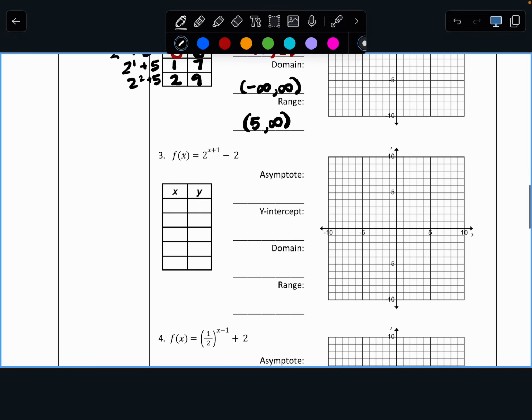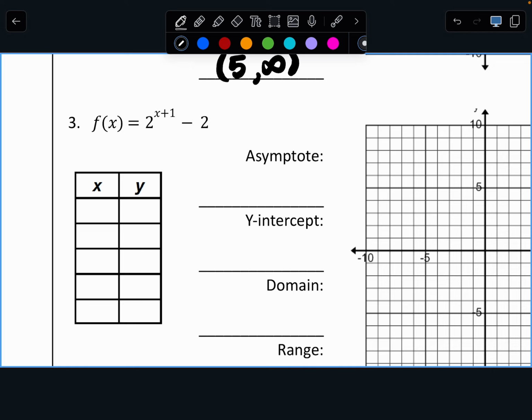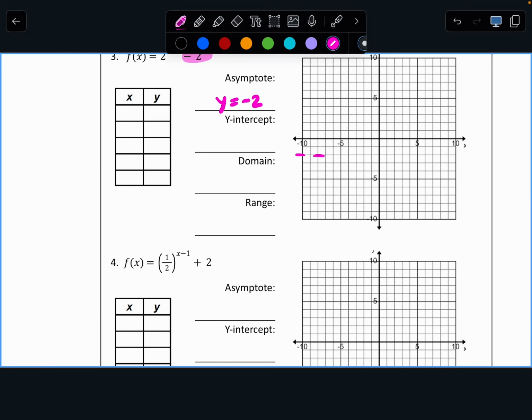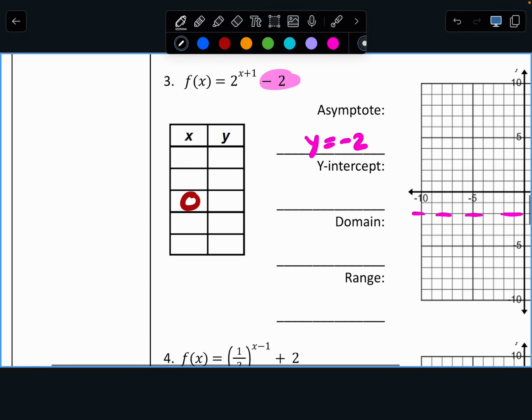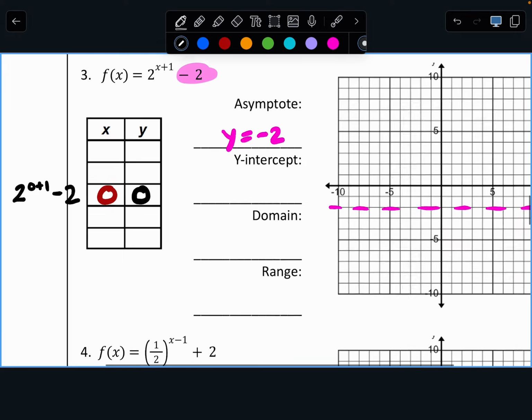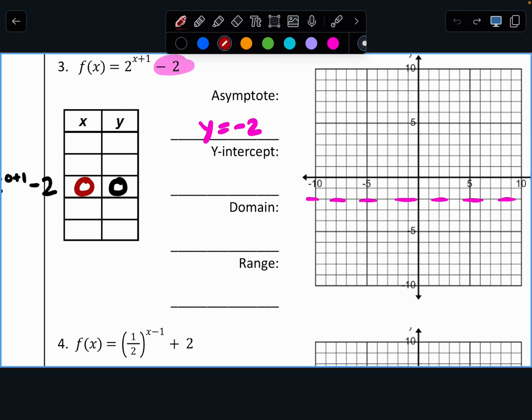All right, number 3. We have 2 to the power of x plus 1 minus 2. K is -2, so my asymptote is going to be y equals -2. Let's find the y-intercept. 2 to the power of 0 plus 1 minus 2. And that's going to give me 0. So my y-intercept is 0, 0.